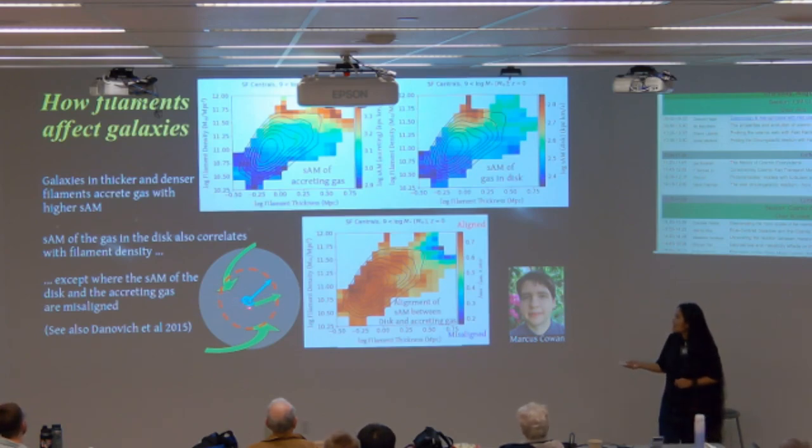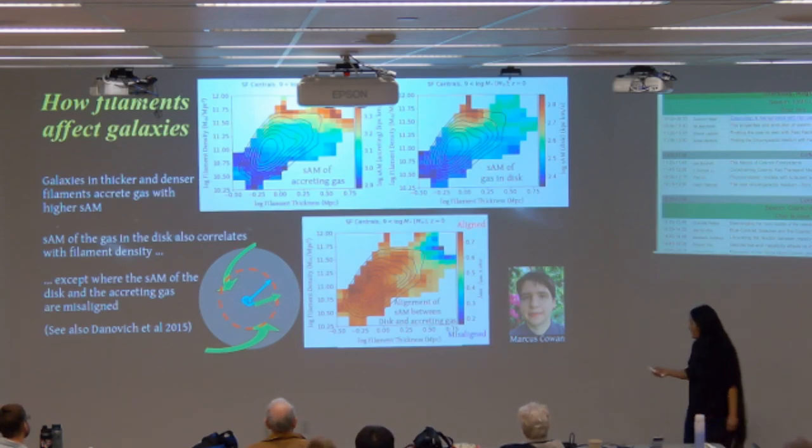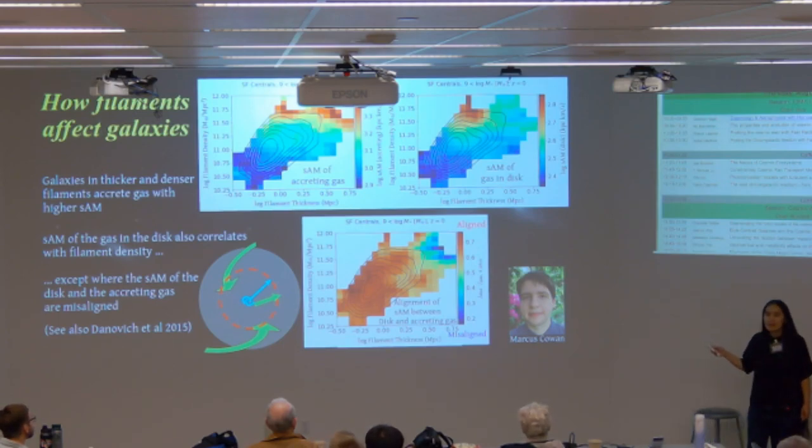Here, for example, this is the angular momentum of the disk, and this is the angular momentum of the accreting gas. This little cartoon illustrates this. All of this, by the way, was done by my student Marcus Cowan, who is an undergraduate student and is looking for a graduate position.